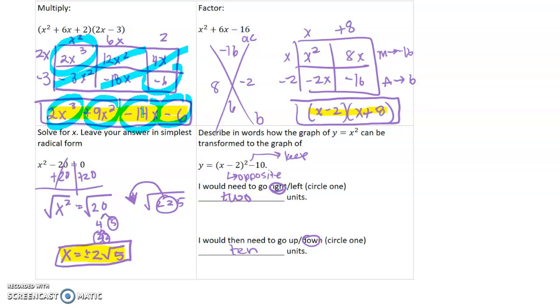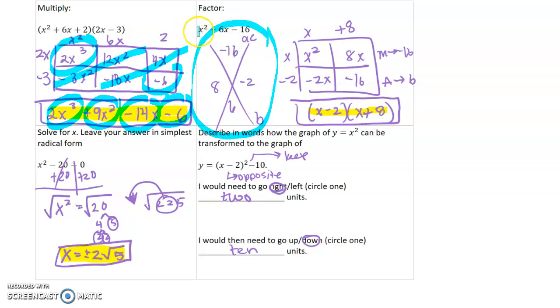Okay, looking at this second problem, it's asking us to factor. You can see we're using the standard X chart here where you put A times C in the top. That's negative 16 times 1. The B term, the middle term, the linear term, that goes in the bottom. And then we play this game of what adds to the bottom that also multiplies to the top. You can see that we got 8 and negative 2.